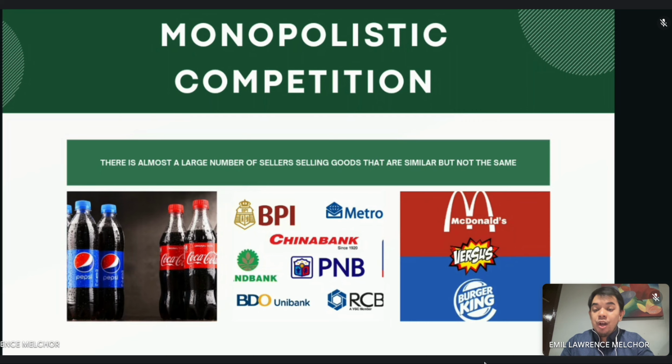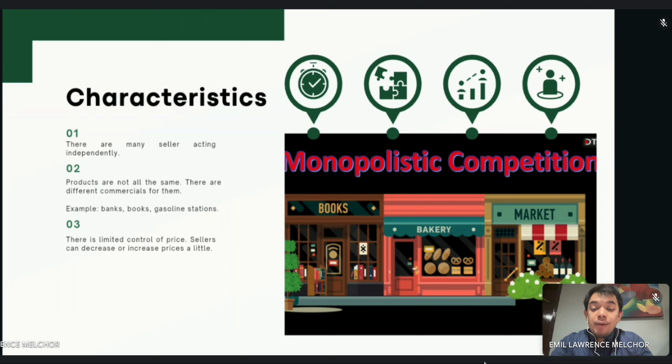Now let's go to the characteristics of monopolistic competition. First, there are many sellers acting independently. Second, products are not all the same, but there are different commercials for them. So, for example, banks, books, gasoline stations. So it is easily understandable. We've seen commercials on TV, radio promoting the products with different brands.